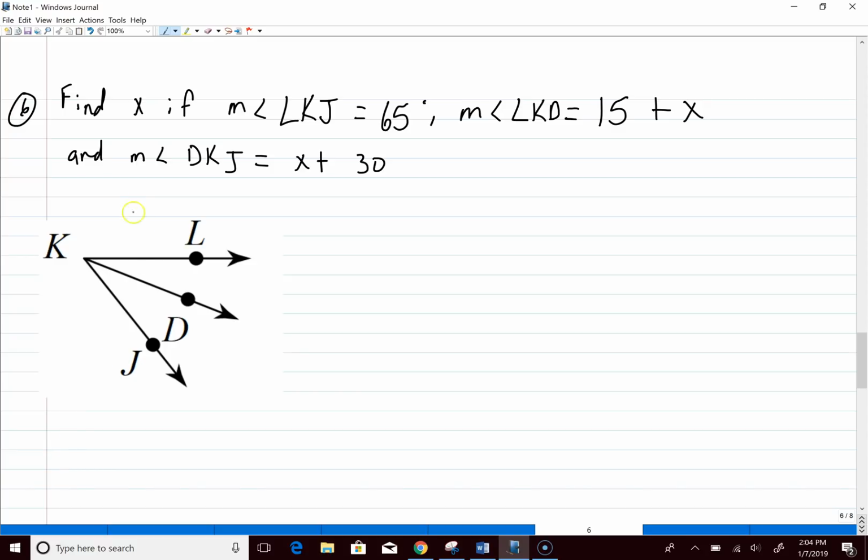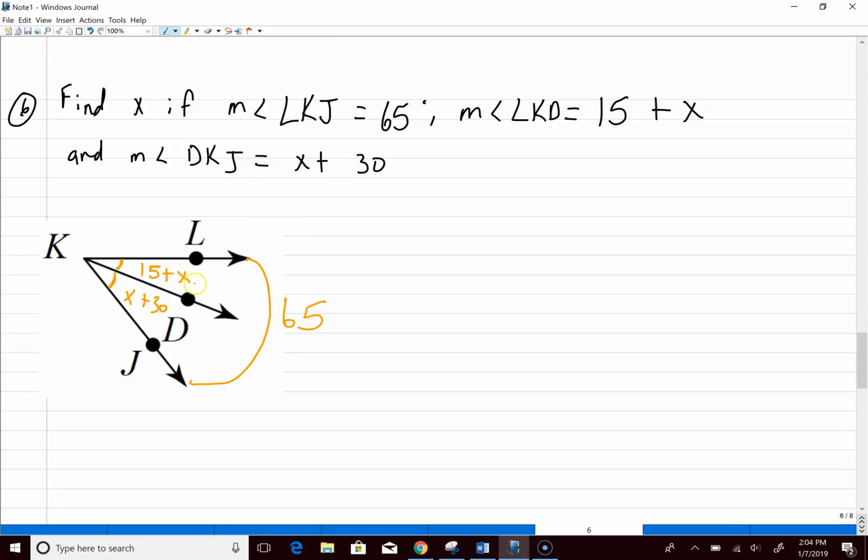Number 6. Find X. So again, find the measure of X. If the measure of angle LKJ is 65, so LKJ, the whole thing is 65. The measure of angle LKD, the angle right here, is 15 plus X. And the measure of angle DKJ, that's the angle right here, is X plus 30. Find the value of X.